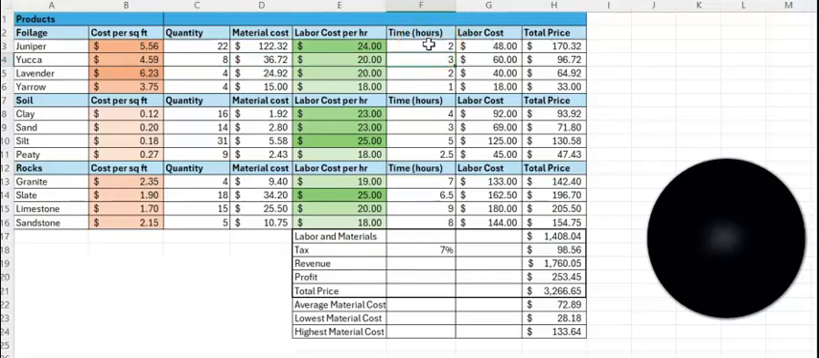Same with hours. We can change the hours of how long each product would cost to install. If I were to put 7, for example, price would go up. We have profit based off of a percentage, and then tax is also based off of a percentage.